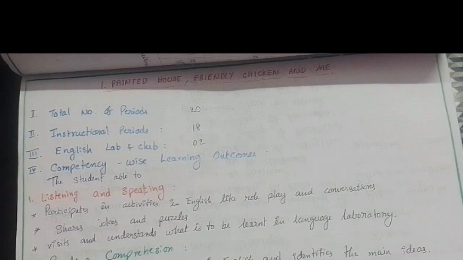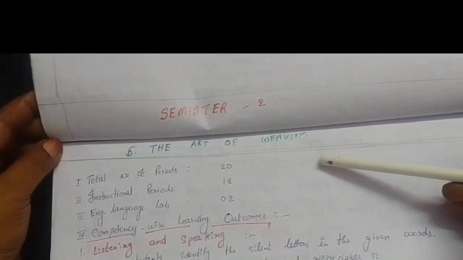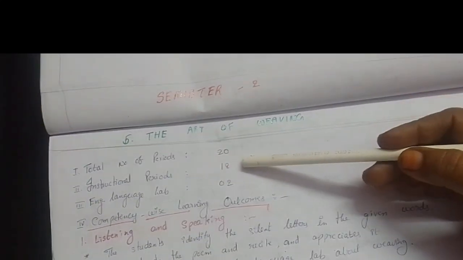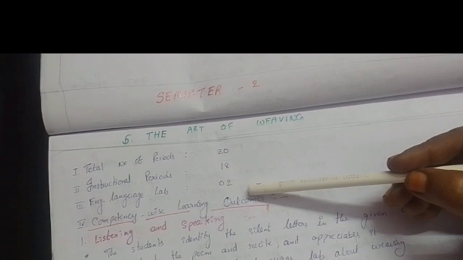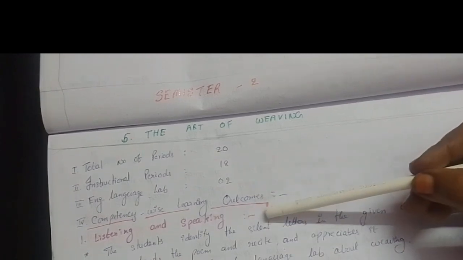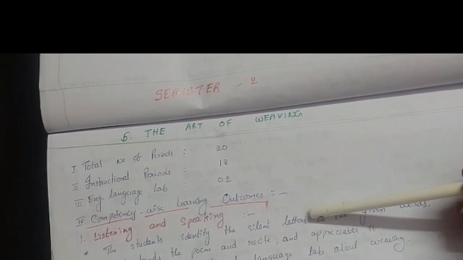Okay, let's start. This is semester 2, the 5th lesson, The Art of Weaving. The total number of periods we need is 20: instructional periods 18, and for English language lab 2 periods. And competency-wise learning outcomes, we have them in the last pages of the textbook.